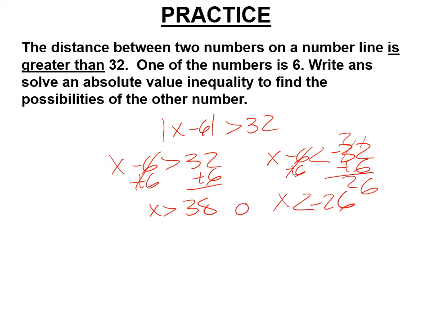And so this is an OR inequality, right? One of the numbers is 6. The other number, for it to be greater than 32 away, right? 6 plus 32 is 38. 6 minus 32 is negative 26.